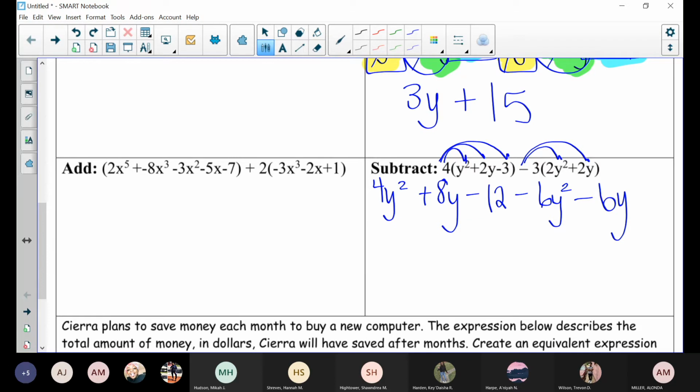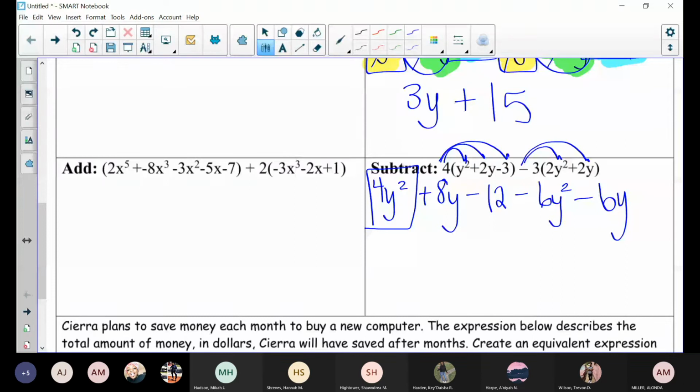Remember that distributing just means to subtract. Oh, we're not there yet. I'll do the shapes this time first. So now it's time to combine like terms. I'm going to identify all of my like terms.